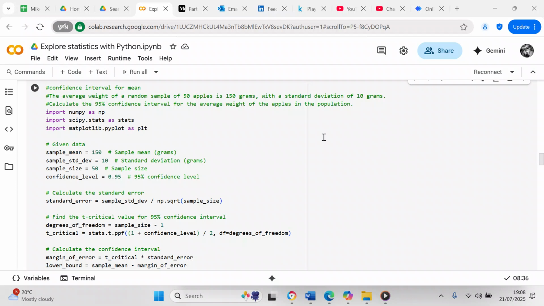In this video is going to be a second practice question, and the practice question is going to concern a confidence interval for a mean. So the question is, the average weight of a random sample of 50 apples is 150 grams with a standard deviation of 10 grams. Calculate the 95% confidence interval for the average weight of the apples in the population. So we're going to answer this question writing a program in Python.